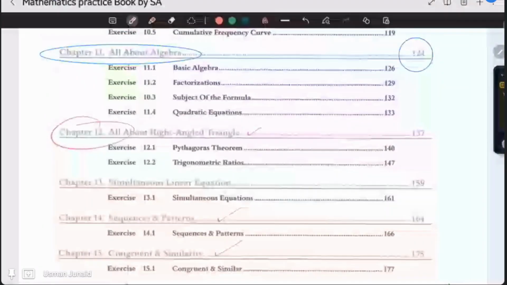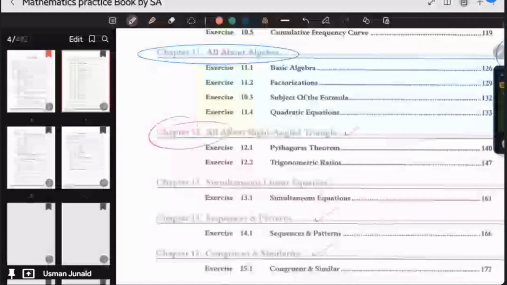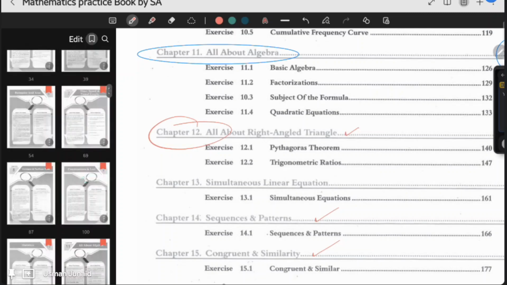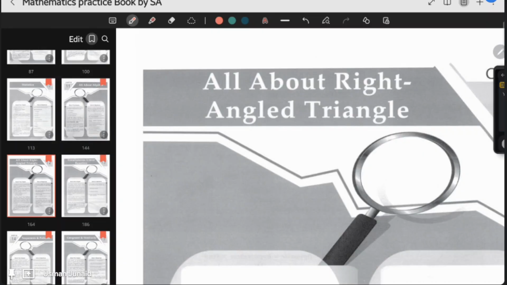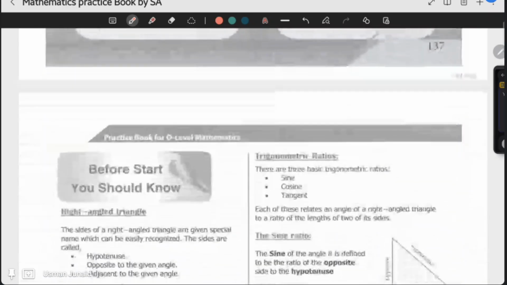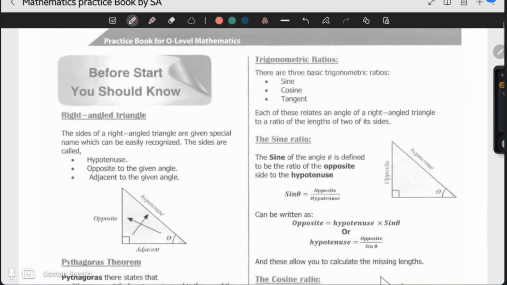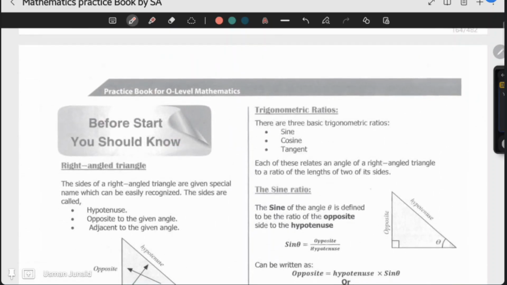So that is the topic that we are doing today. Okay, so look, we're doing right angle triangles. So we are looking at right angled triangles, right?